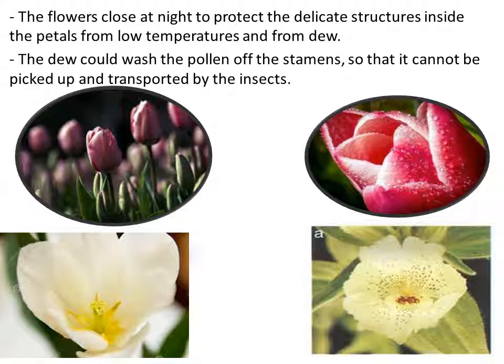I want you to look down at the picture on the left. This, we call the delicate structure inside the petals. They are so delicate. If they are touched, they might be damaged. Okay? We protect them from what? From low temperature and from dew. Dew is the small dots of water. You can see it in the picture up on the right.